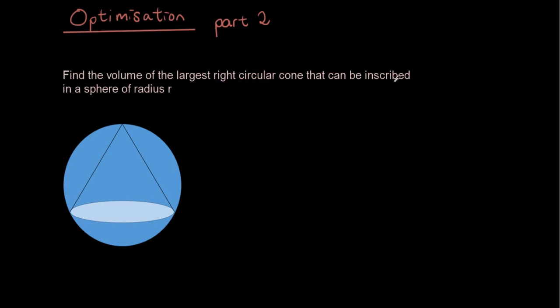And inscribed, similar to our last video, just means that the tip and the edges of the base of the cone are touching the sphere. Okay, so that's what the word inscribed means. The radius of the sphere is r.